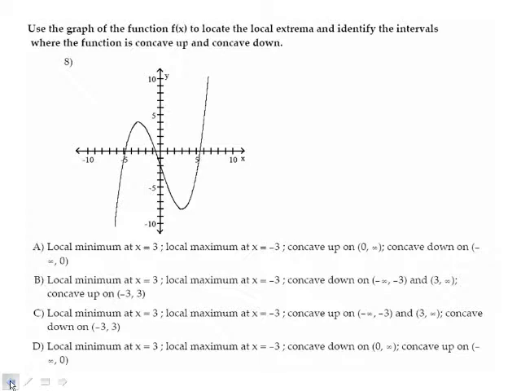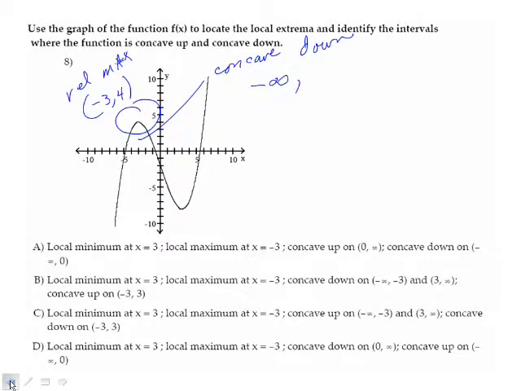First of all, you see a relative max here, and that looks like x is equal to minus 3 and y is equal to 4, and it's concave down. And as best you can tell, it looks like it's concave down from minus infinity to 0.